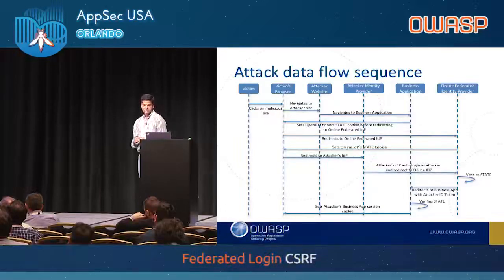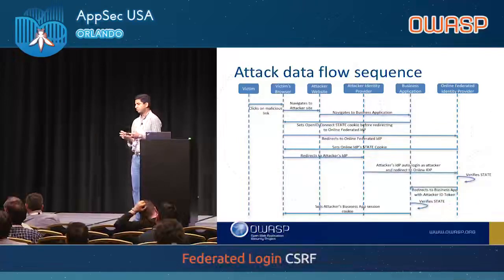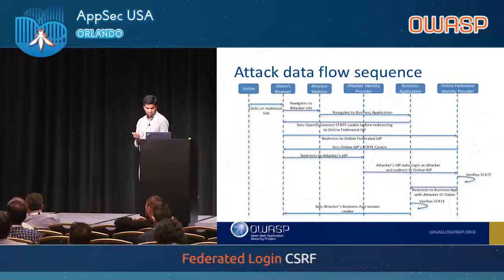This would then redirect to the attacker's identity provider. Now, the attacker's identity provider has complete control of whatever it has to do. It would automatically log in the attacker without providing a username and password. It would then send the attacker's ID token to the online identity provider, which verifies the state, sees that the state is valid because the state cookies are coming correctly.